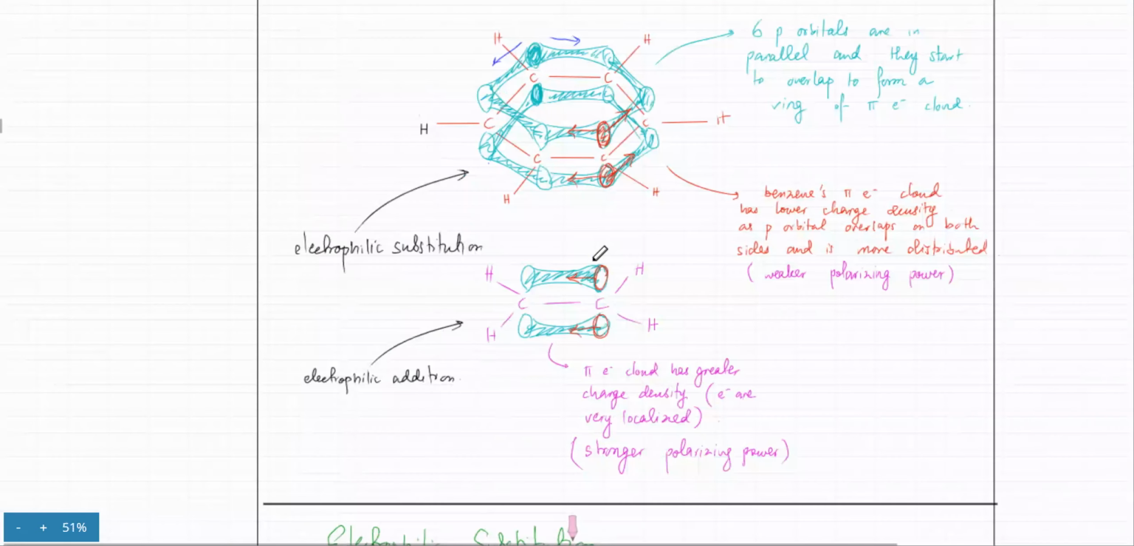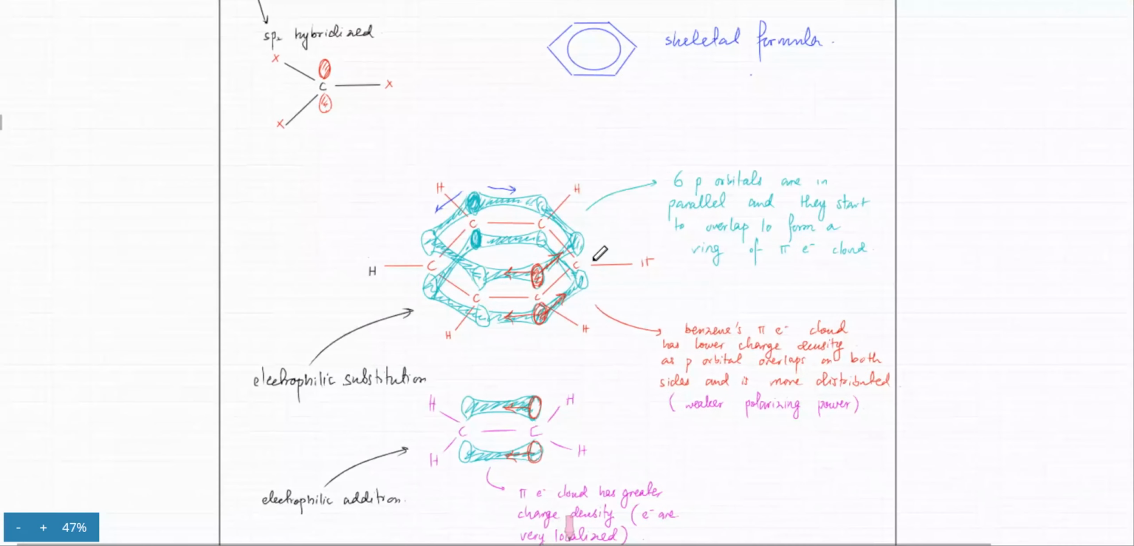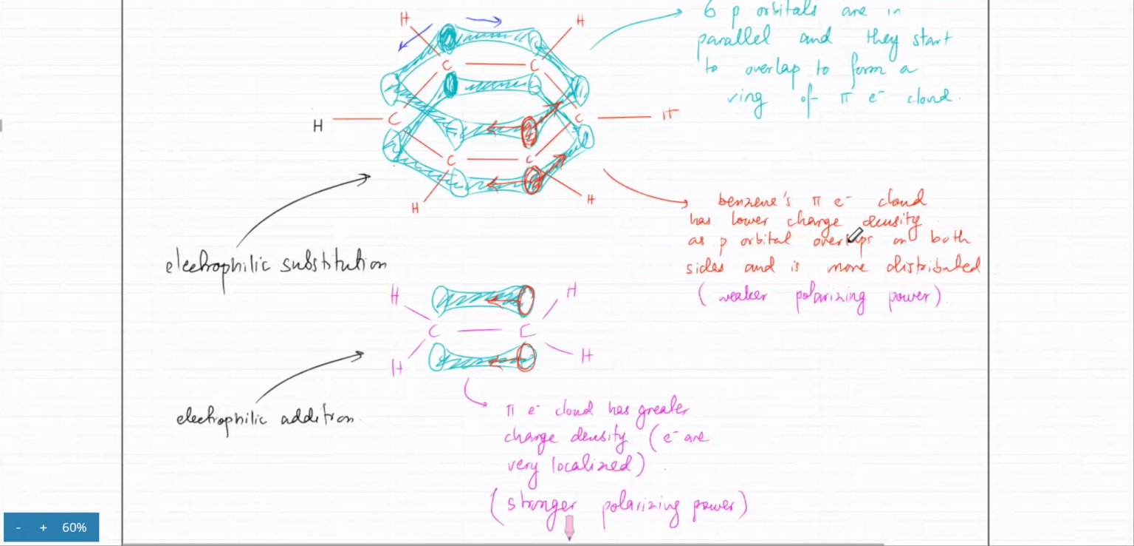We had discussed that carbon had sp2 hybridization, right? And we had discussed that each carbon atom had this fourth orbital, which was not used. Carbon was only making three bonds. The fourth electron eventually started overlapping, ended up forming a pi electron cloud. And I told you that the pi electron cloud had very low charge density. Why? Because the electron cloud was very distributed. There were lots of electrons, but they were distributed over a very wide area, which is why the negative charge density was very, very less.